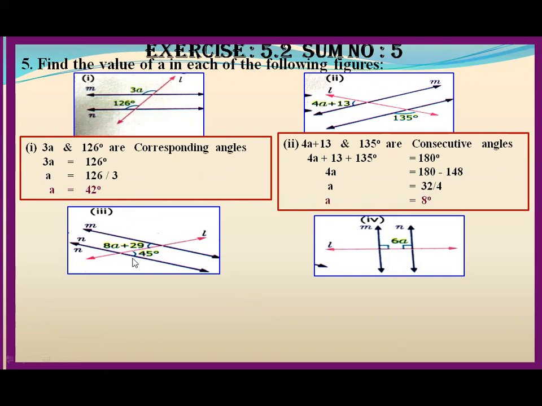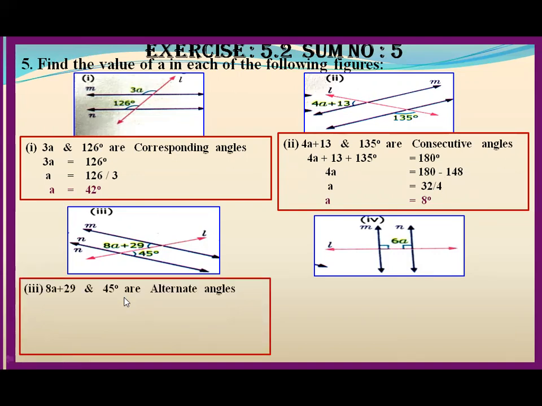Third one, when you look here, they are on the opposite side of the transversal and both are interior. So they are alternate angles and alternate angles are equal. So 8A plus 29 is equal to 45. So 8A is equal to 45 minus 29. A is equal to 16 by 8, where you get A to be 2 degrees.